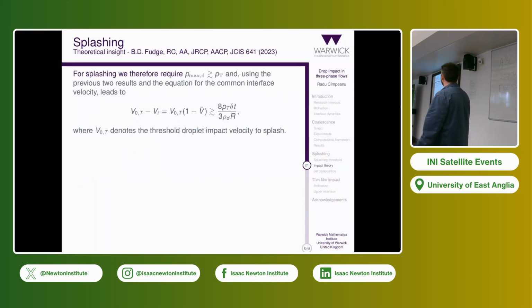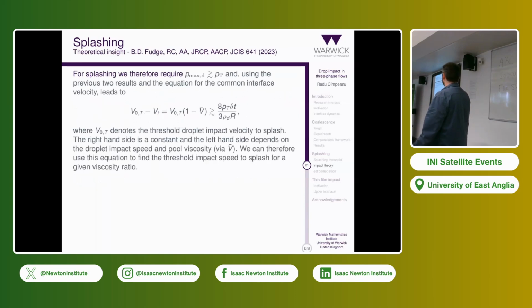So you can play this game. You can adapt everything because you have information now coming in through this V bar, which is our adaptive interface velocity, which you remember contains density ratios, viscosity ratios, so it does pull in information about our problem. You can basically use an equation of this type to get your threshold impact for splashing.